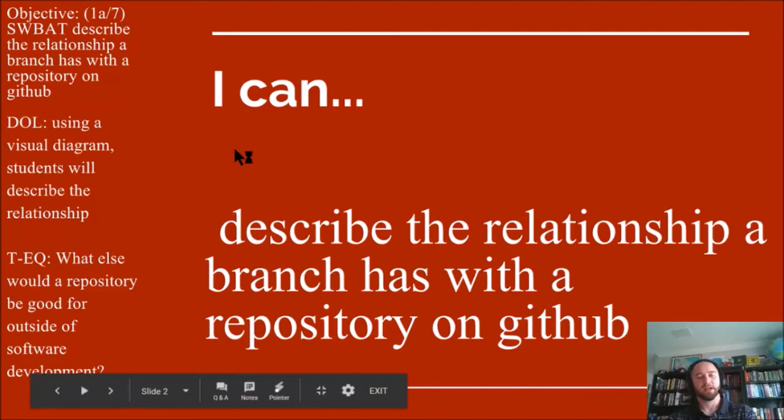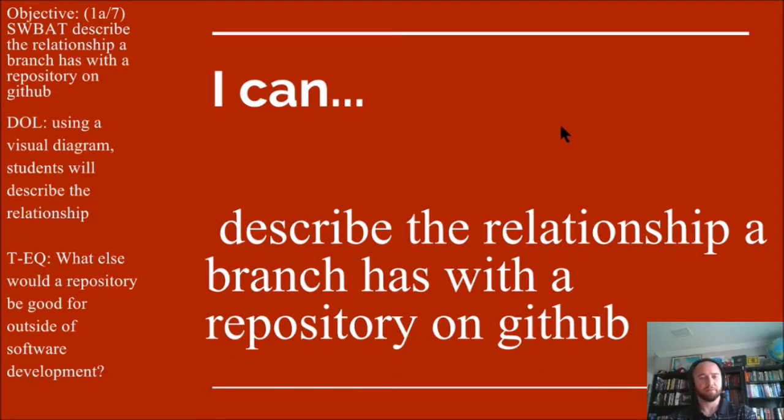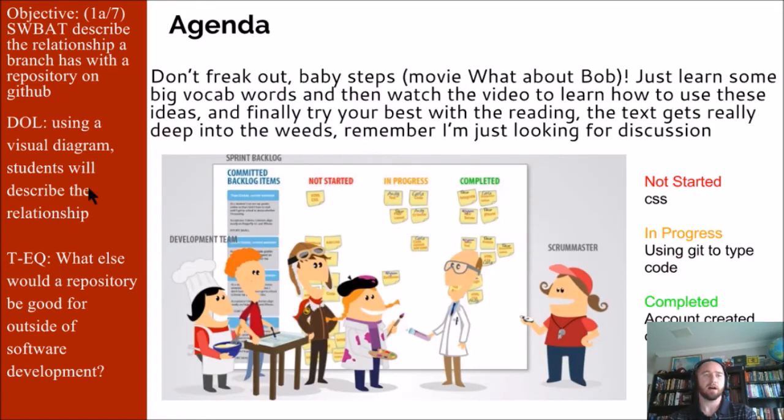The objective of today's lesson is to describe the relationship a branch has with a repository on GitHub. At the end of the lesson, you're going to use a visual diagram to assist in describing this relationship. And my essential question of the day is, what else could a repository be good for outside of software development?